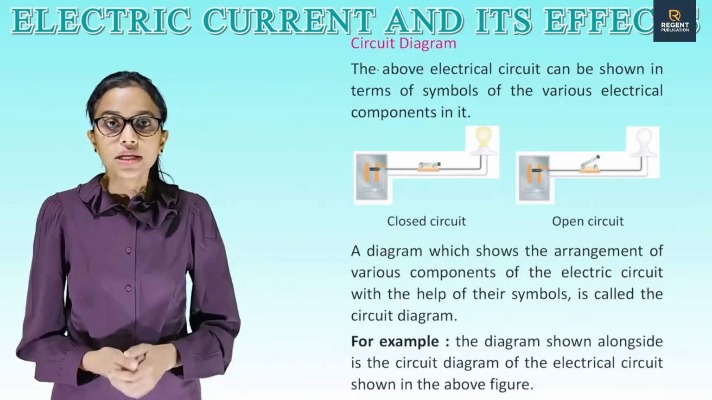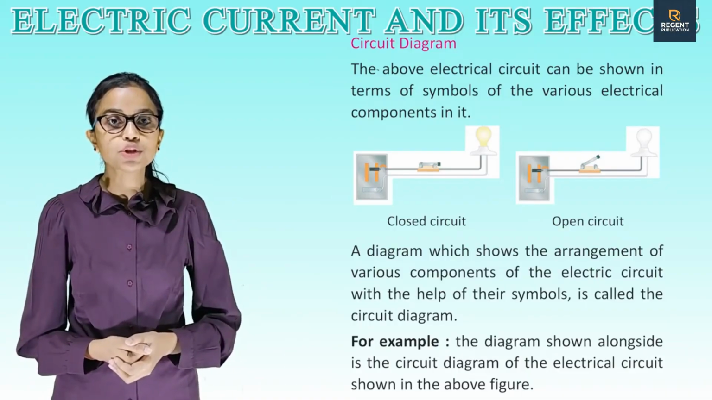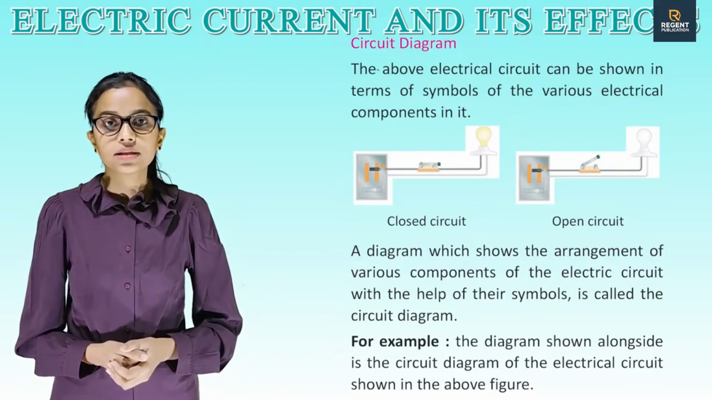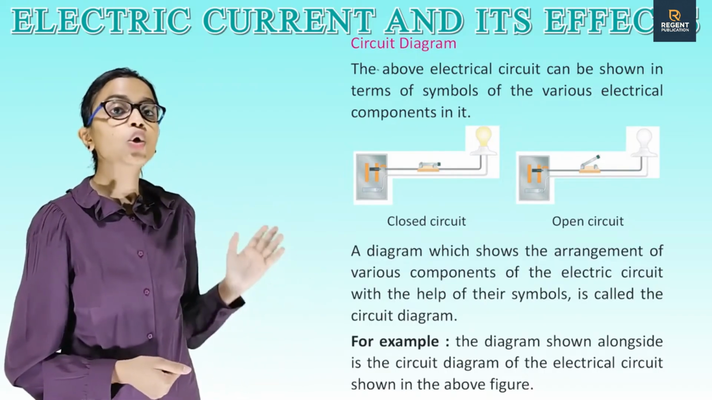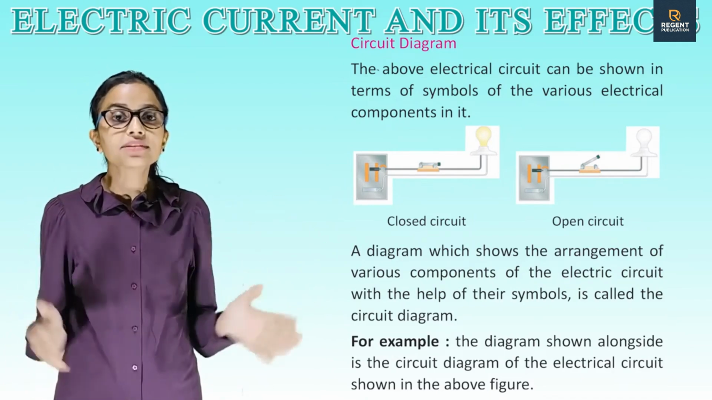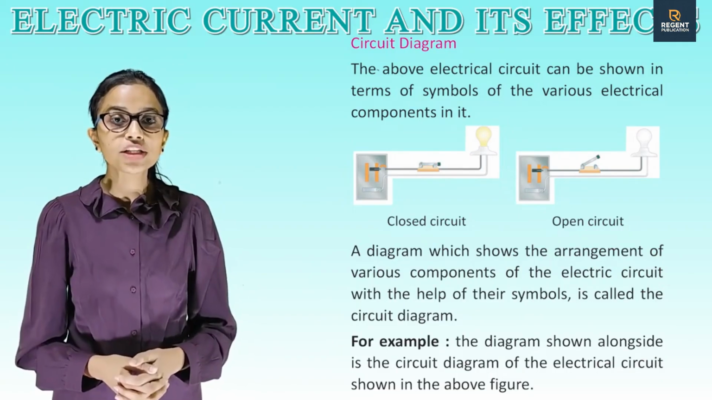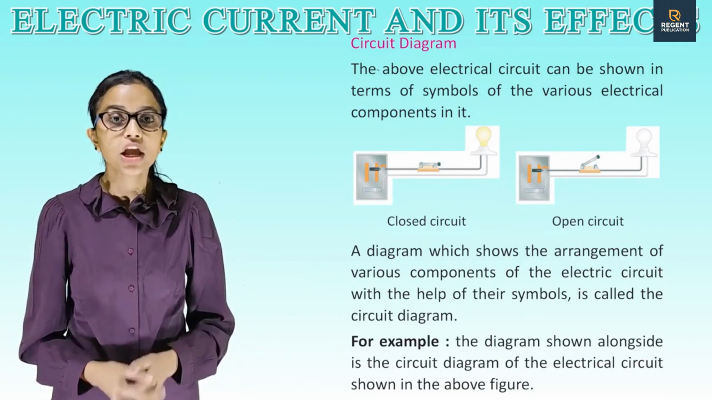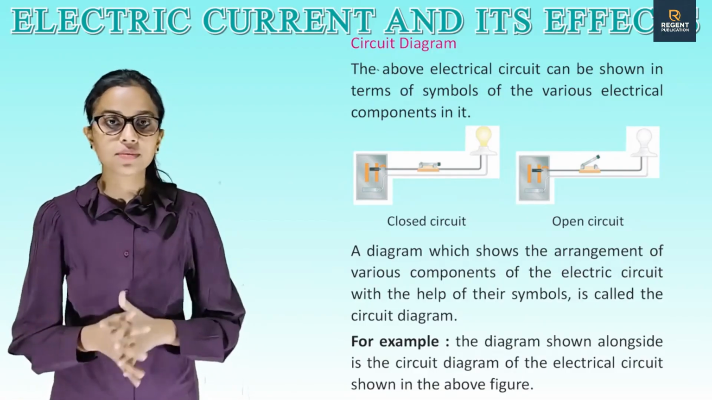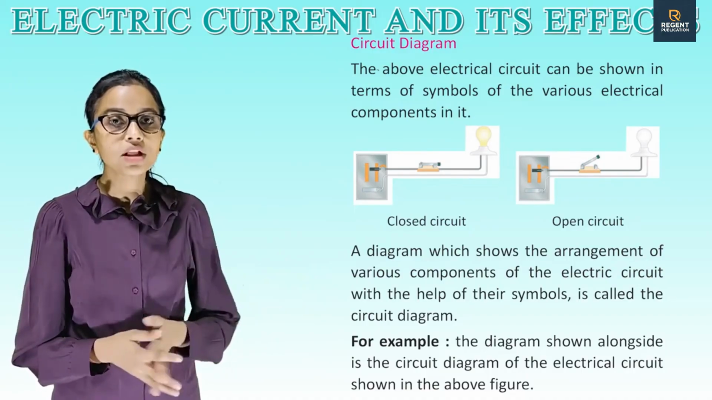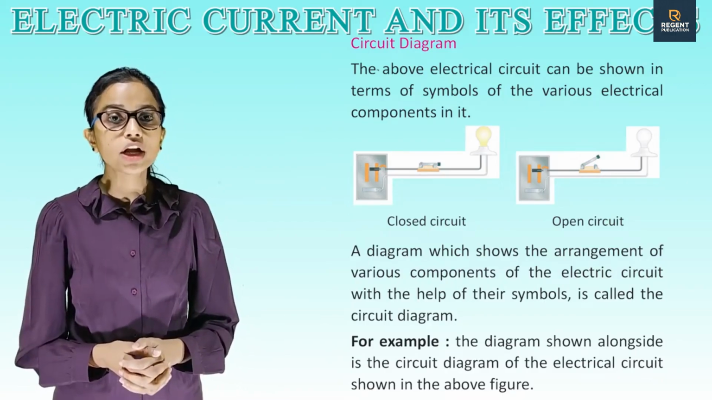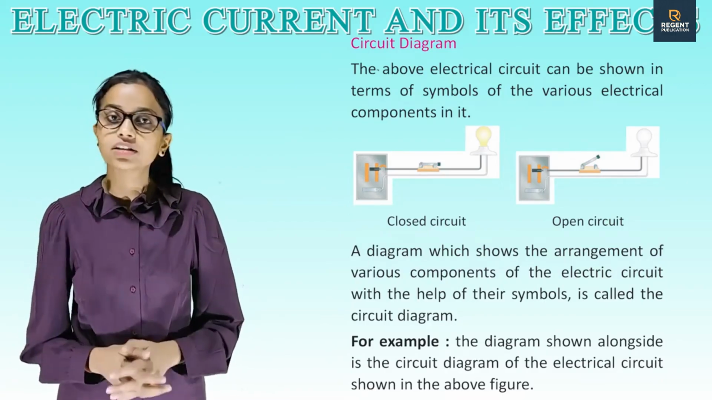Circuit diagram. The above electrical circuit can be shown in terms of symbols of the various electrical components in it. This is the diagram of a closed circuit or an open circuit. A diagram which shows the arrangement of various components of the electrical circuit with the help of their symbols is called the circuit diagram. For example, the diagram shown alongside is a circuit diagram of the electric circuit shown in the above figure.